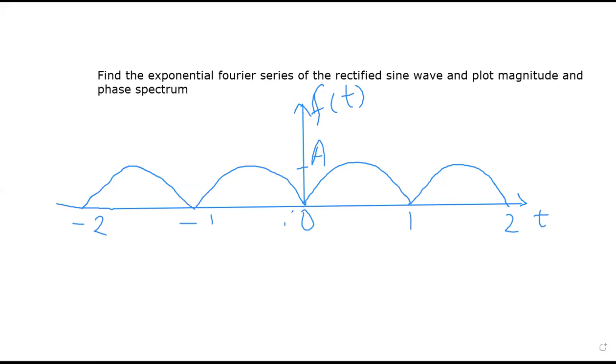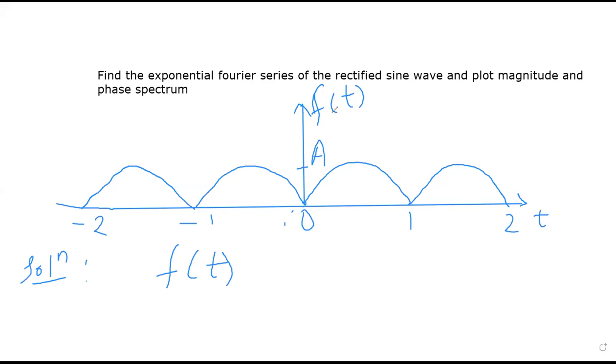So we are solving this example today. The example is about exponential Fourier series. The question is to find the exponential Fourier series of the rectified sine wave and plot the magnitude and phase spectrum. Coming to the solution of the given question, the solution will be written by first writing the function f of t.